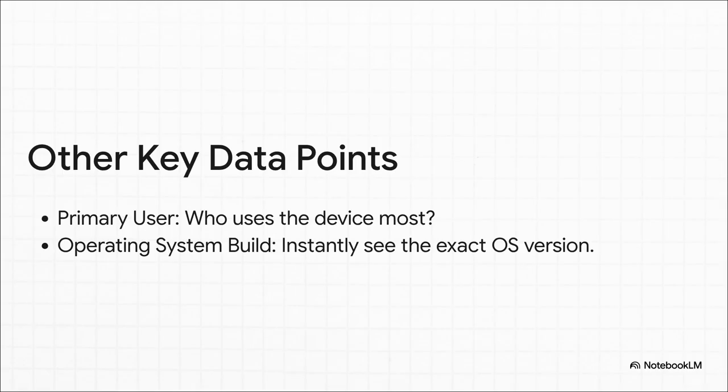And it's not just about health status. The client is constantly feeding you other key data points that are just massive time savers. For example, you can instantly see who the primary user of a device is, or what the exact operating system build is. Think about that. No more having to remote into a machine just to check that basic info. It's right there in the console.